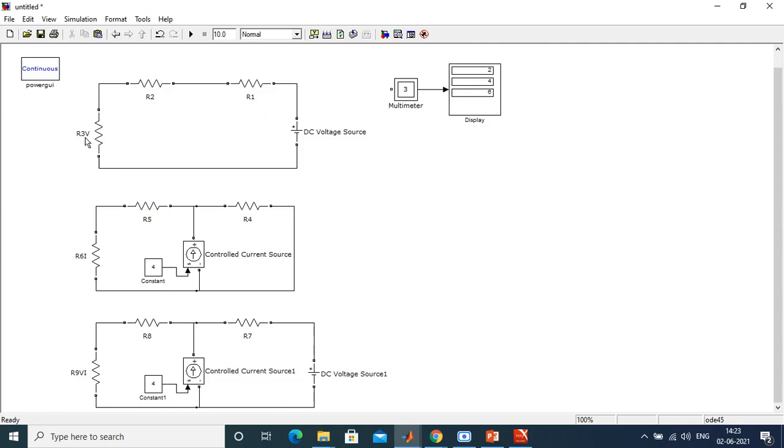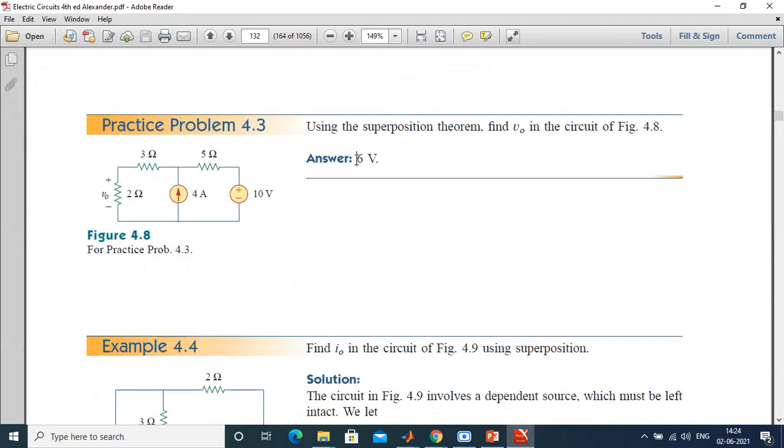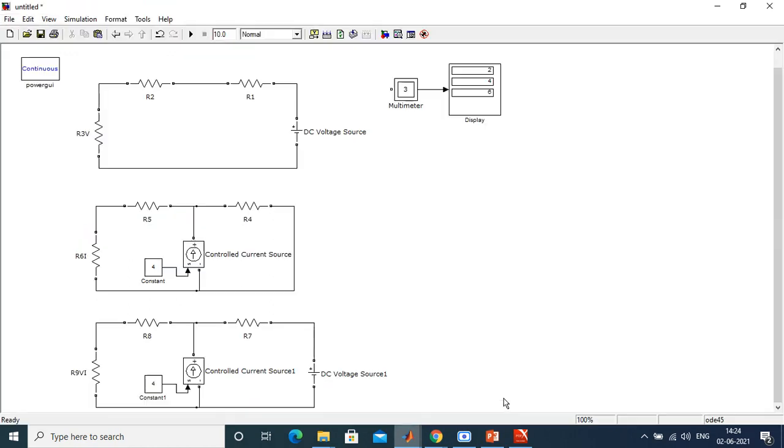See, the voltage across the 2 ohm resistor due to the voltage source is 2. The voltage across the 2 ohm resistor due to the current source alone is 4. Now when both the sources are acting simultaneously, the voltage across the same 2 ohm resistor is 6. Is it right or not? 2 plus 4 equal to 6. You can check it in the textbook answer also. See here, 6 volts. Okay, clear? So this is how to simulate the superposition theorem in the MATLAB environment.